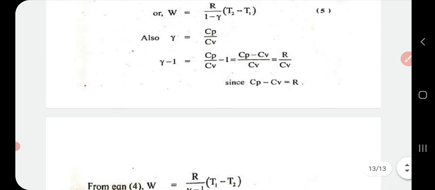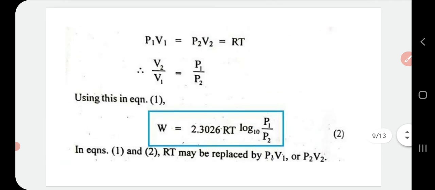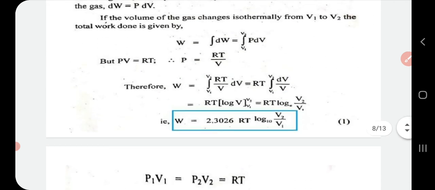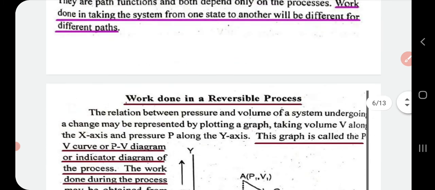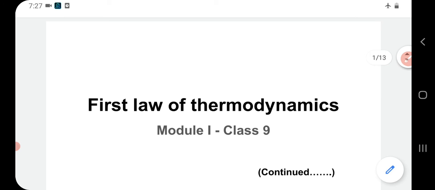Okay. So these two derivations are very important, and the isothermal indicator diagram is also very important. So this session is important. So please read through. Okay, thank you.